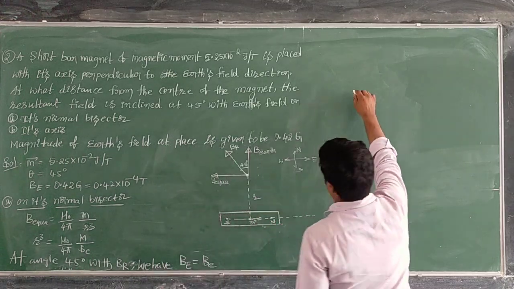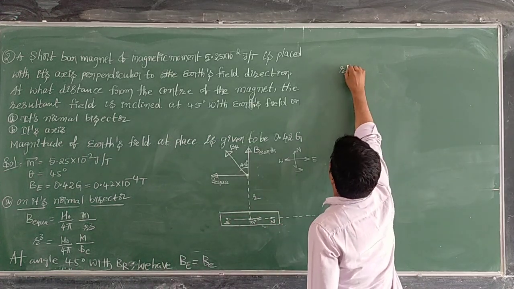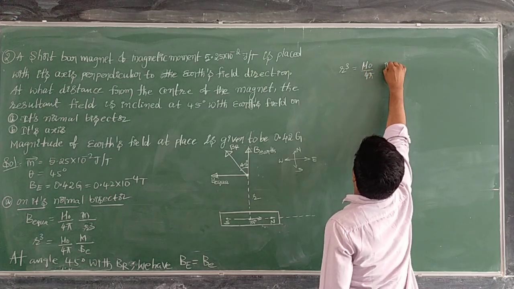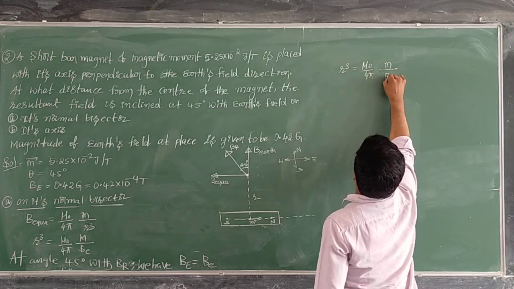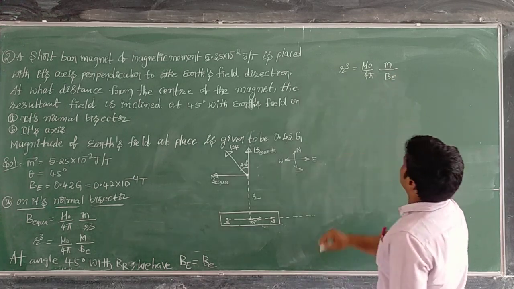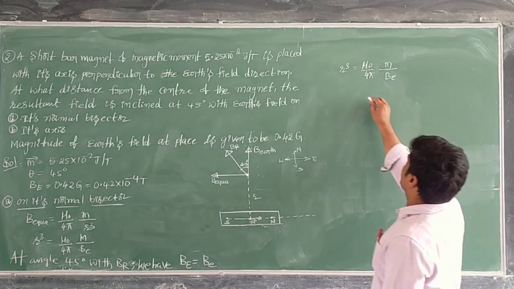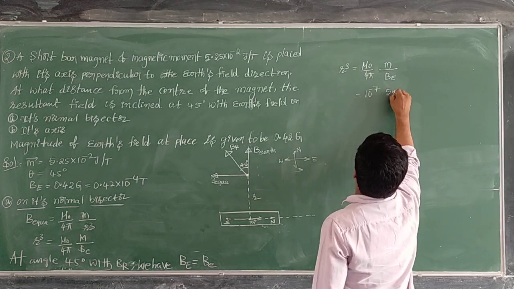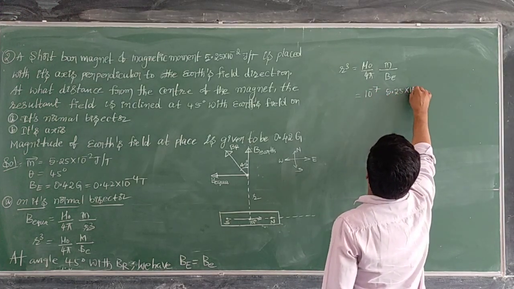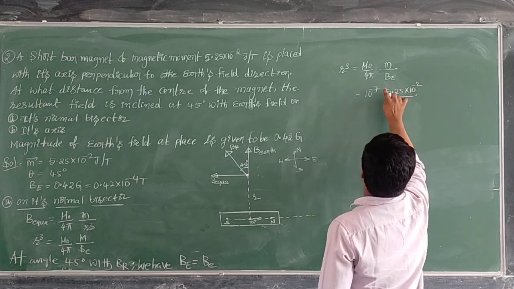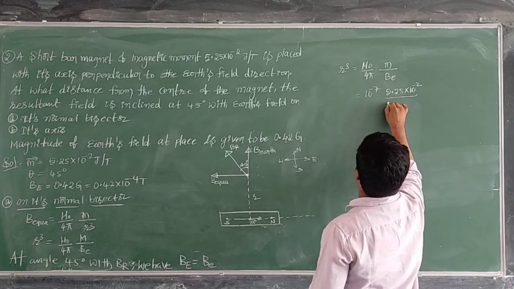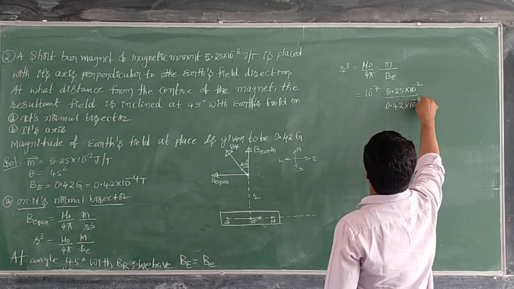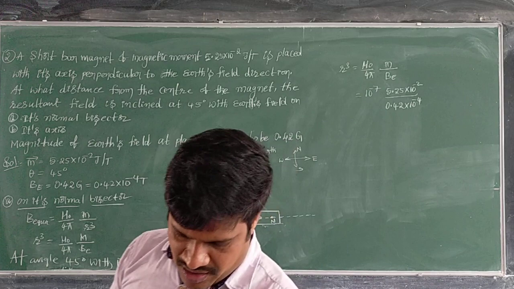Magnetic field due to the bar magnet on the equatorial line. R cube is equal to mu naught by 4 pi into m divided by the magnetic field due to earth. Mu naught by 4 pi is nothing but 10 power minus 7, and m is 5.25 into 10 power minus 2, divided by the magnetic field due to the earth, which is 0.42 into 10 power minus 4 Tesla.